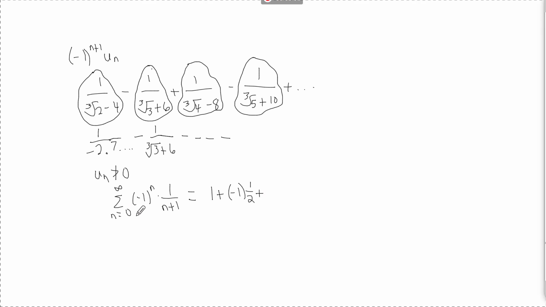Plus, when I plug in 2 now, n is 2, -1 squared, that's positive. 1 over 2 plus 1 is 3. So this is going to be 1 over 3. The next one will be plus -1 over 4, and so on. If I actually write it out in this notation up here so I can see the plus or minus signs, I'd have 1 minus half plus 1/3 minus 1/4, and so on.